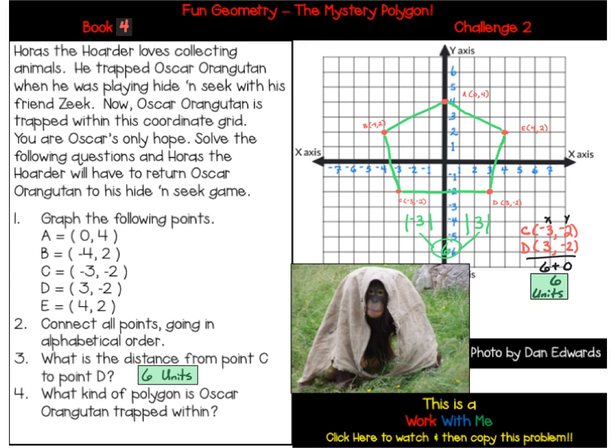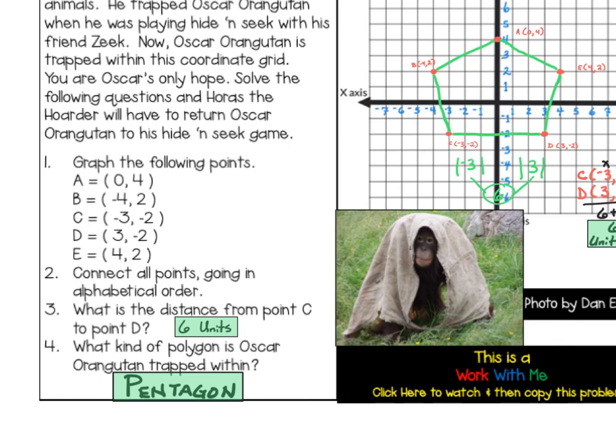Alrighty, and here we go with our final problem of this challenge here. And it says, what kind of polygon is Oscar Orangutan trapped within? And this is a 1, 2, 3, 4, 5-sided polygon. And a 5-sided polygon is called a pentagon, my friends. So pentagon is your answer for this fourth question here. And hey, what I'd like you to do right now is, once again, pause the video and get pentagon written down into your notebook. I will wait for you, my friend.